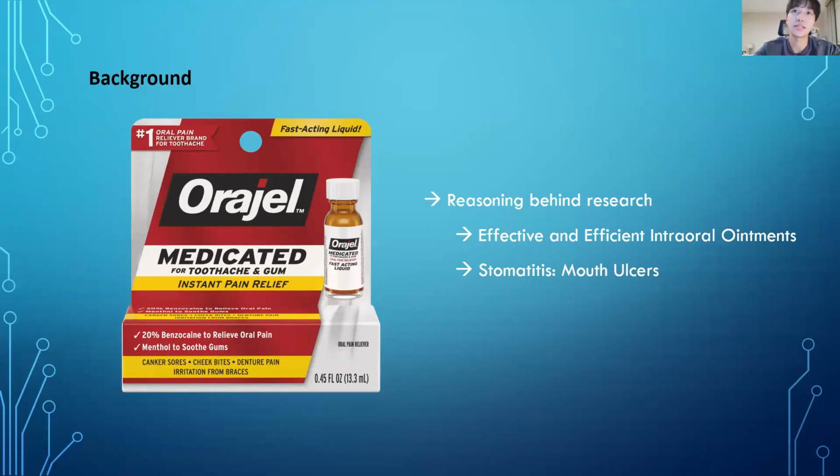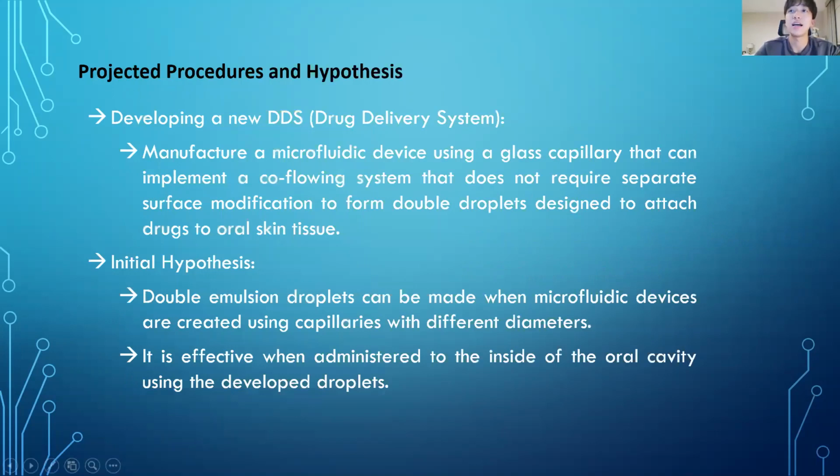Ointment is essentially an oil because it is composed of 80 to 90% oil and 10 to 20% water. On the other hand, saliva is 99% water. Because saliva is naturally formed in our mouth, ointments are frequently washed out by the saliva. Therefore, moving on to my next slide, I developed a new DDS, drug delivery system.